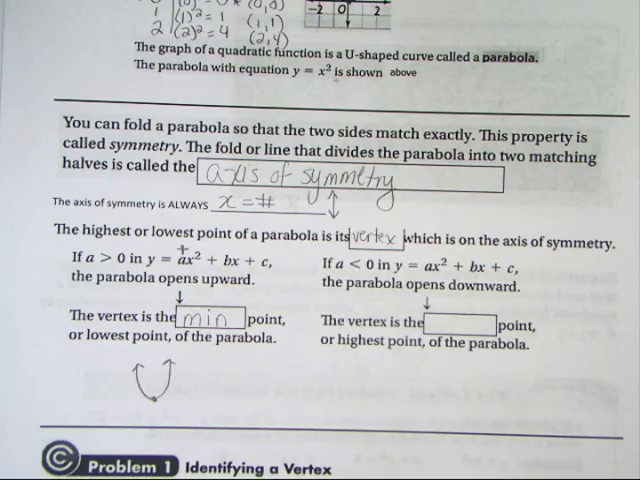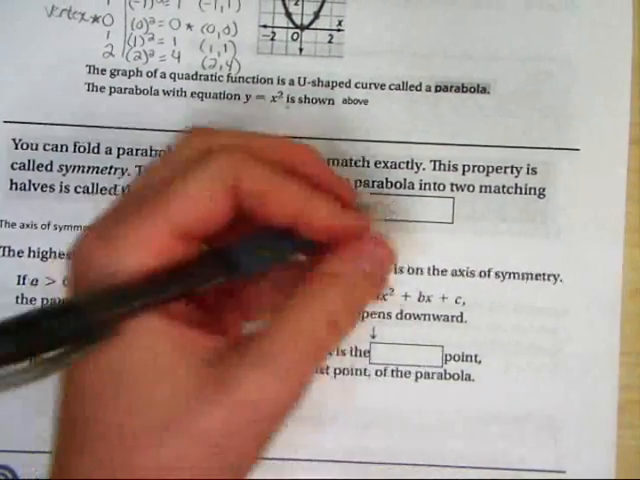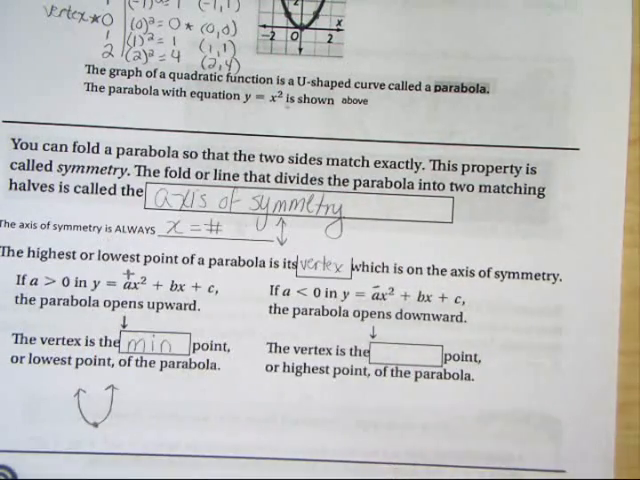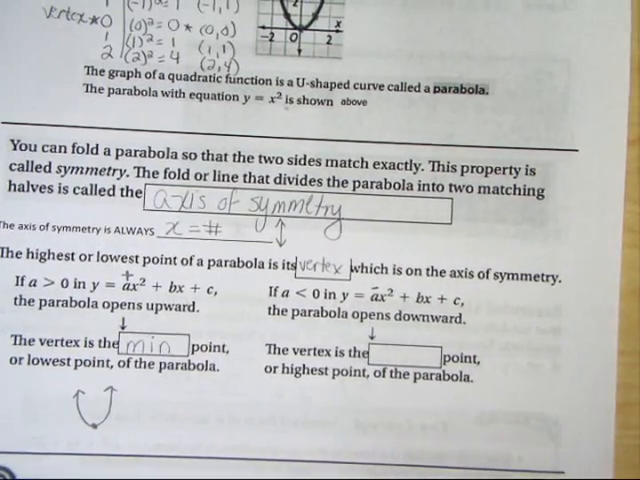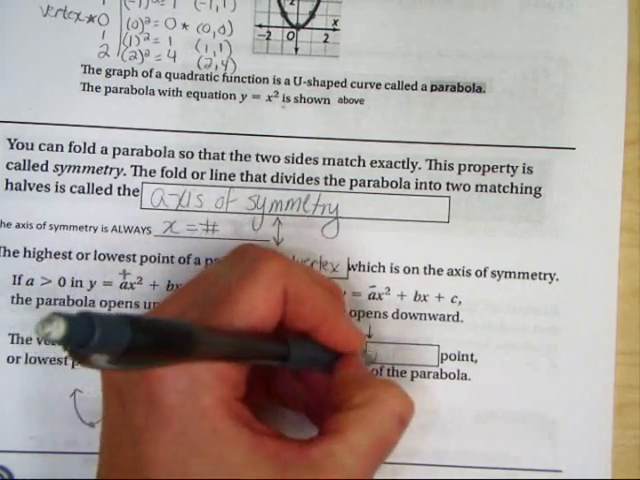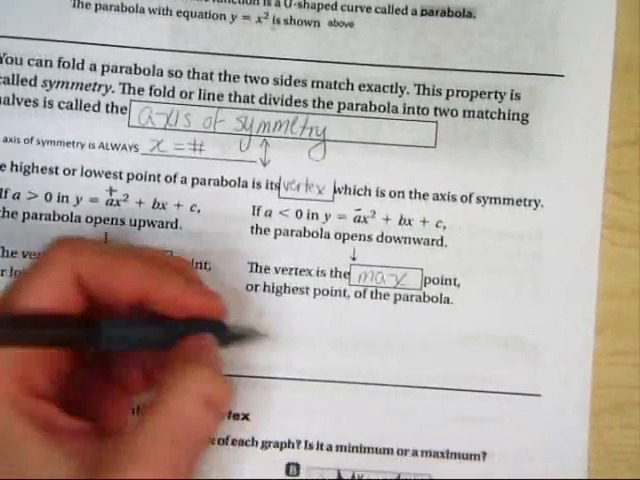Now let's pretend that a is smaller than 0. Well, what does it mean to be smaller than 0? It just means that a is a negative number. The number in front of x squared would be negative. If that's true, it opens downward. Therefore, the vertex is the maximum. Let's take a look.